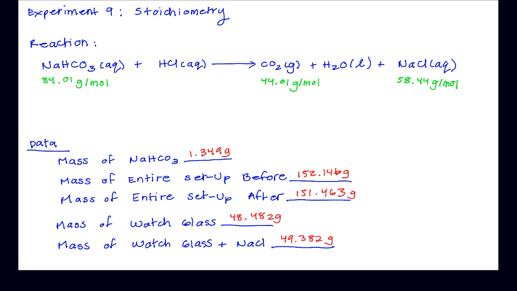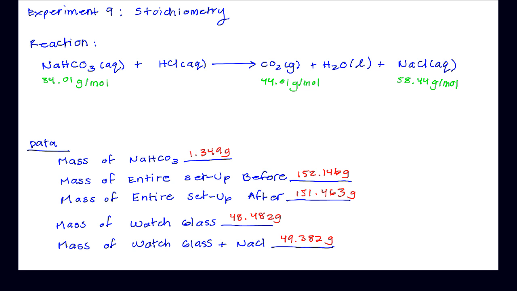So in this reaction, we reacted sodium bicarbonate, baking soda, with hydrochloric acid, and we produced carbon dioxide gas, water, and sodium chloride, table salt. So very similar to when you have a volcano made from baking soda and vinegar. And we use stoichiometry to figure out our percent yield of the reaction.